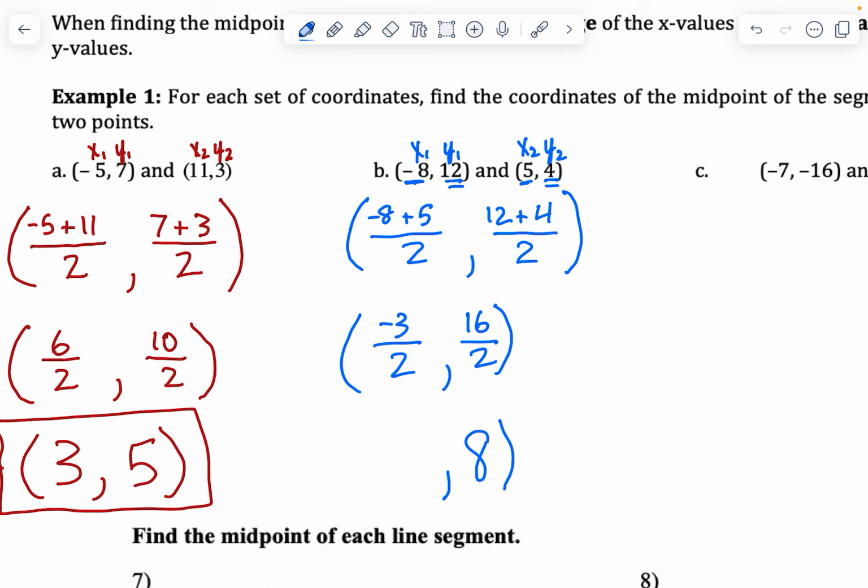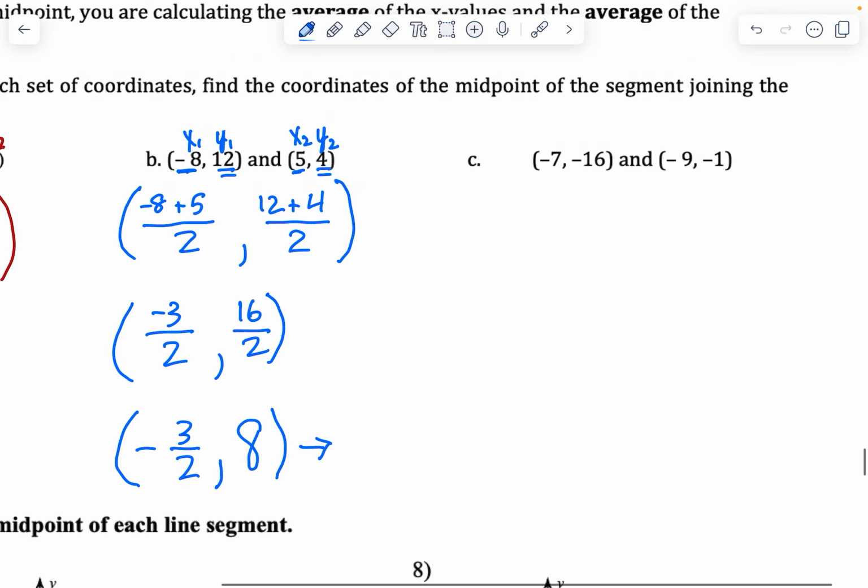But if you have an odd number up top, it kind of depends on the question and what they want you to answer. I usually just leave it as my fraction, negative 3 halves. Or maybe you have problems where they want you to actually divide that out, where you can get negative 1.5. So it's just kind of preference, maybe what's being asked, as to how you're going to answer it, whether it's in a fraction or a decimal.